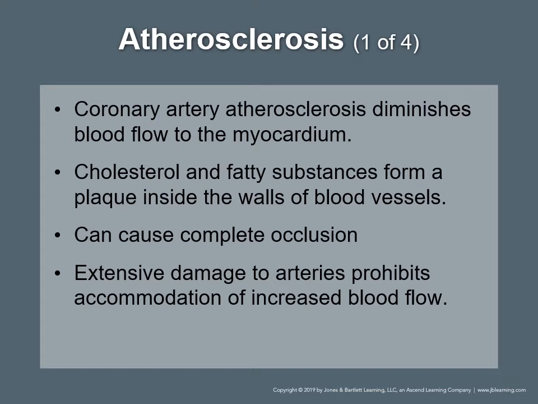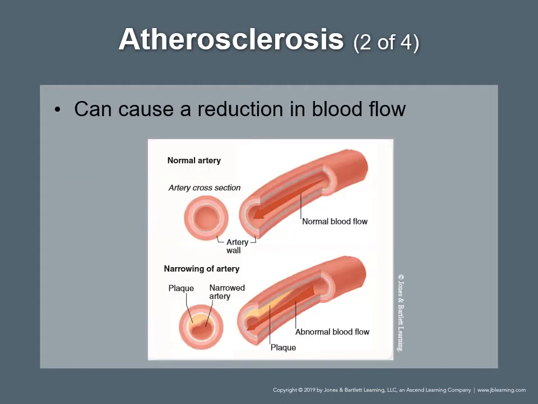Atherosclerosis. Most often, diminished blood flow to the myocardium is caused by coronary artery atherosclerosis. Cholesterol and other fatty substances build up and form a plaque inside the walls of blood vessels. Atherosclerosis can cause complete occlusion. Damage to the coronary arteries may become so extensive that they cannot accommodate increased blood flow at times of increased need. This can cause a reduction in blood flow. And that picture there shows you how the plaque builds up and forms the occlusion.